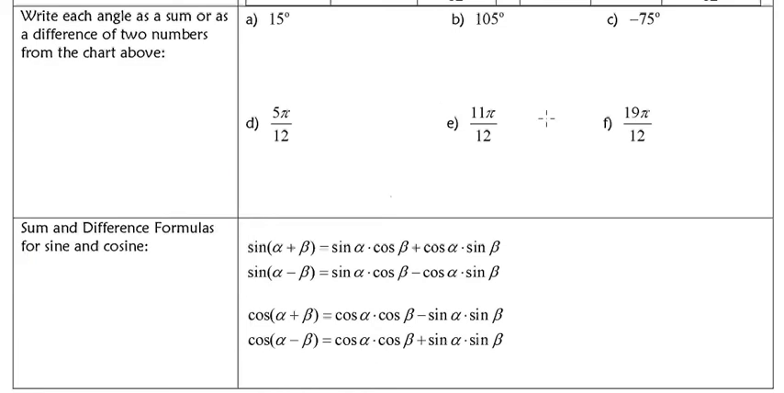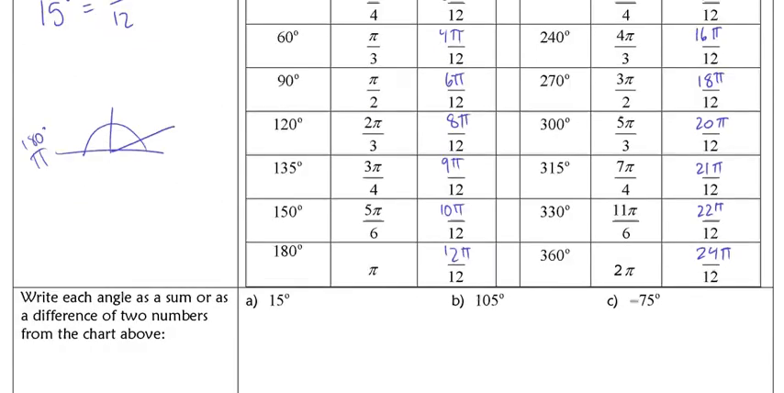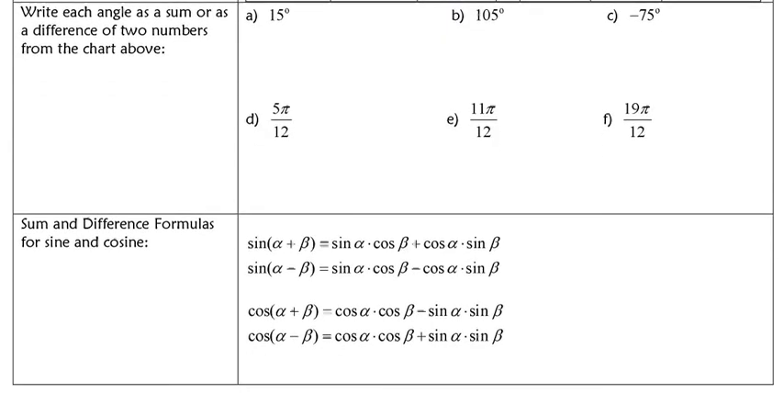All right, here we go. So this second part is going to be writing various angles in terms of some of the angles from our chart back up above that you've already filled in at this point. Now, the reason we're doing it is going to be in the next box.